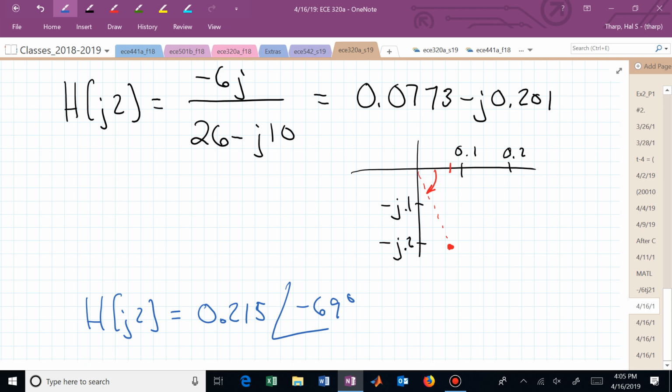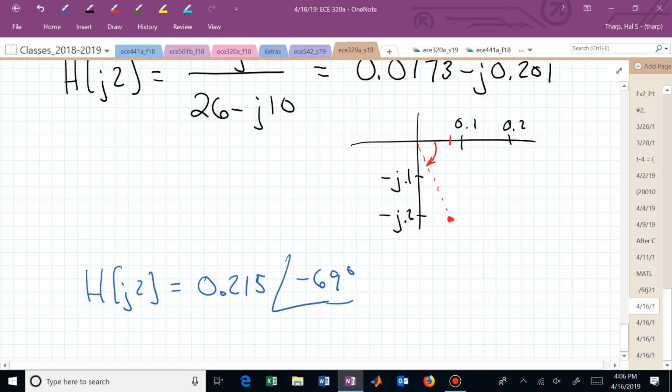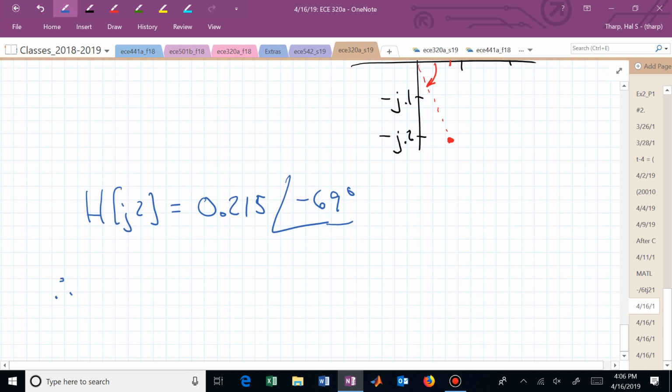And how do you use that information to obtain the answer that we want? We want I sub 0 of steady state of t.